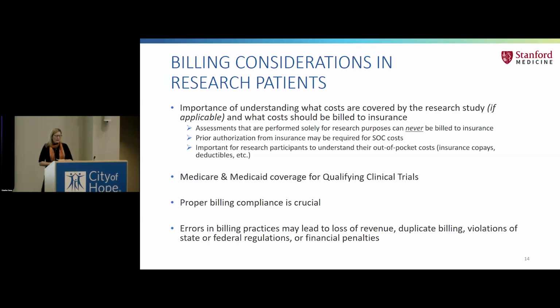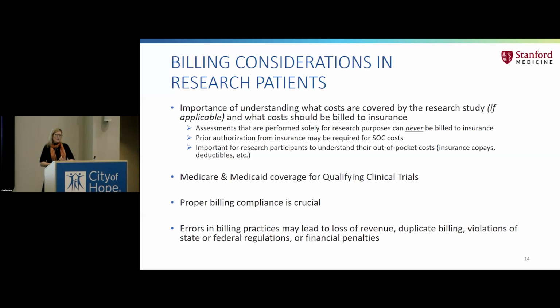I've included the Medicare Medicaid information because many years ago, many insurance companies would actually not cover the cost of care for patients that were enrolled on clinical trials because they considered it experimental. And a number of years ago, Medicare came out with guidelines saying that for any Medicare patient that was enrolled in a qualifying clinical trial, the cost of their routine care would also be covered by Medicare. And then Medicaid more recently came out with guidance, because Medicaid, even though it's funded by the federal government, is partly run by the states. And so there were different guidelines amongst states.